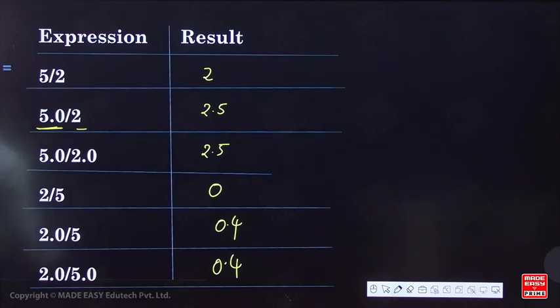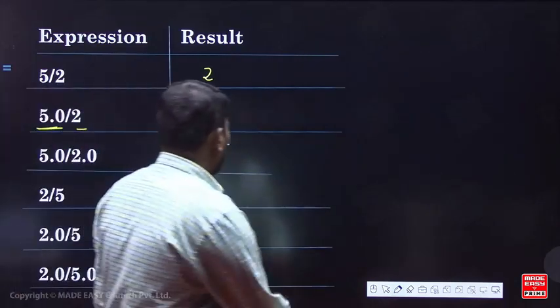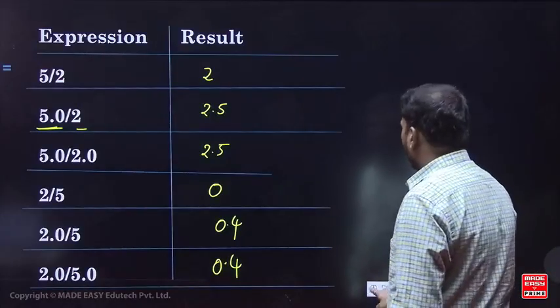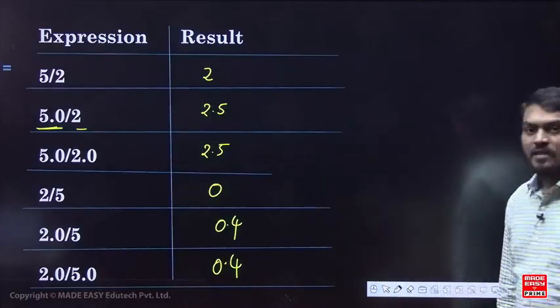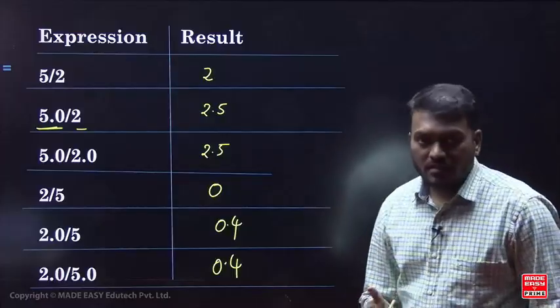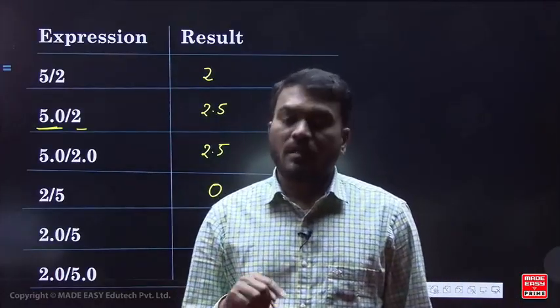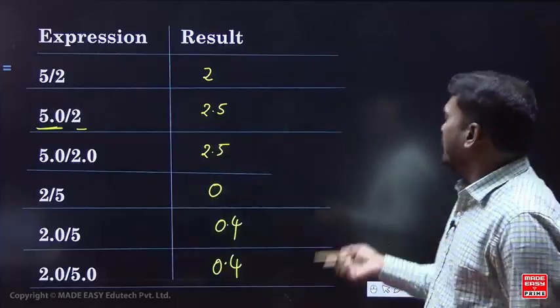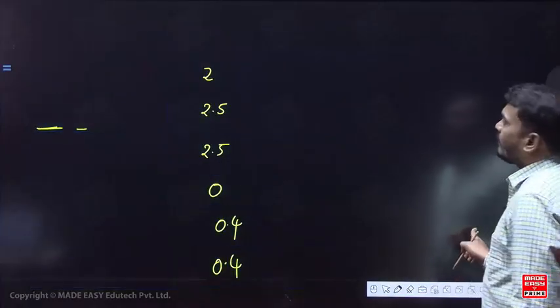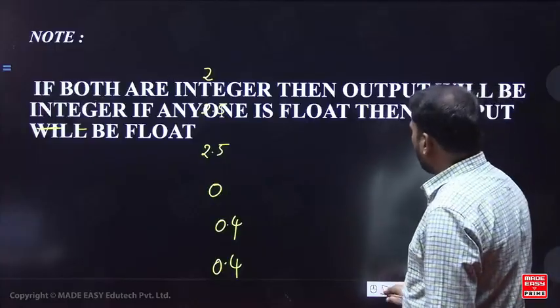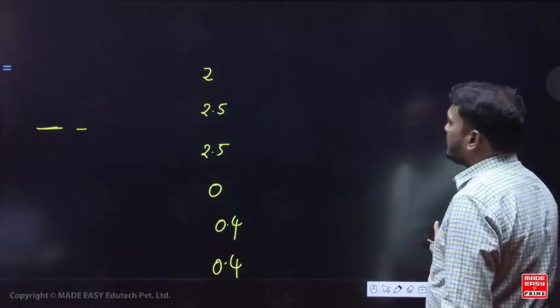Right, so understand. Just copy this. What is the important statement here? Tell me. The important statement is: if both are integer, output will be integer, and if any one is float, output will be float. I will give the notes for that. I think that is already given to you, so the note is there. I think all of you copied this.